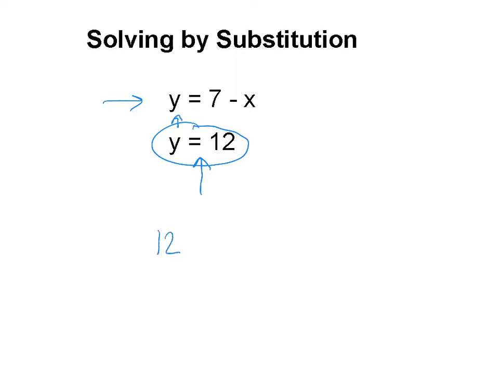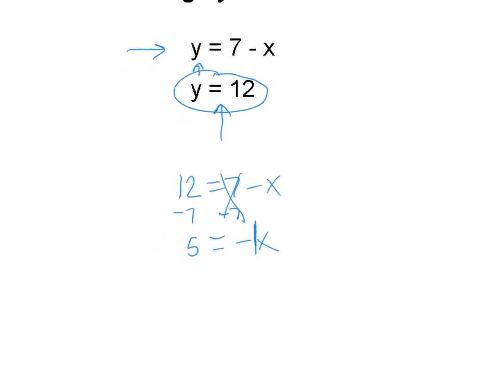So let's do it. 12 equals 7 minus x. Okay, and so now I need to get x by itself. So I'm going to move this 7. Okay, that's gone. 12 minus 7 is 5, right? Equals -x. Now, if you ever have just a negative number, you've got to think of it like -1x. Okay, and we still have to move that -1. So we'll divide both sides by -1. And we get -5 equals x.